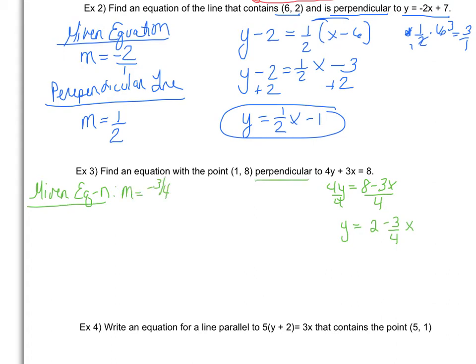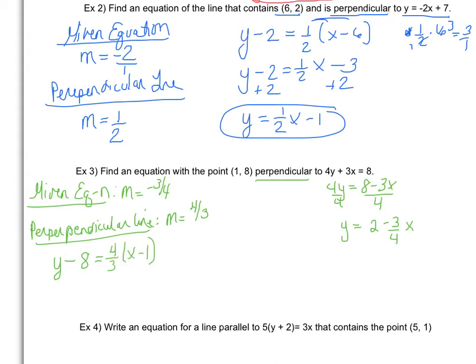So if I want a perpendicular line, my slope of my perpendicular line should be m equals, I'm going to take its opposite, so I'm going to make it positive, and I'm going to find the reciprocal, which is flipping it. So 4/3. Now I'm going to go ahead and use my point slope formula and say y minus y1 equals m times x minus x1. I'm going to distribute in the 4/3, and I get y minus 8 equals 4/3 x. 4/3 times 1 is just 4/3, so minus 4/3.